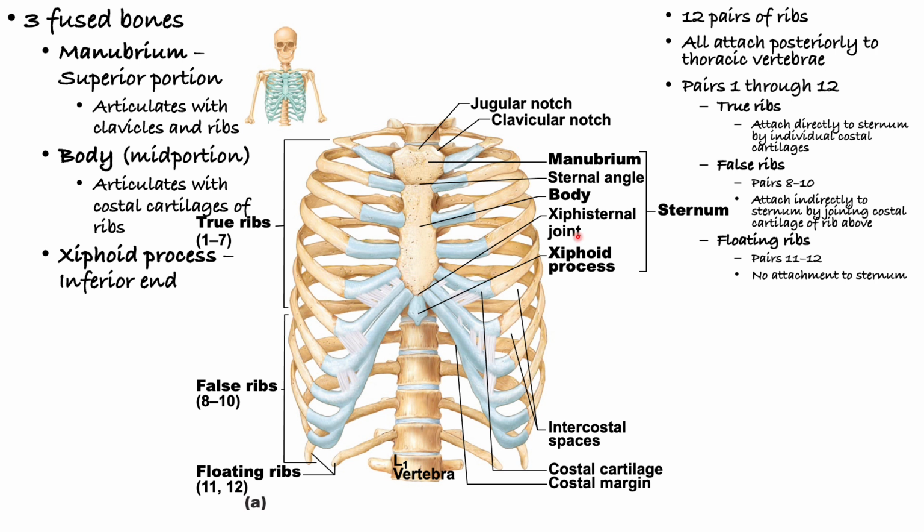All right. The false ribs are ribs 8 through 10, and these articulate indirectly or attach indirectly to the sternum by joining the costal cartilages of the ribs above. So we have ribs 8, 9, 10 articulating with rib number 7, and therefore we call them the false ribs. And then the floating ribs, ribs 11 and 12, they don't even come up to the front. They don't even come up to the sternum at all, and as a result we call them floating ribs because they have no attachment to the sternum. So that's all for axial skeleton.